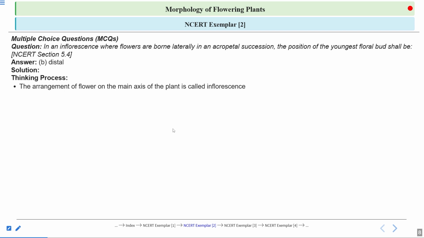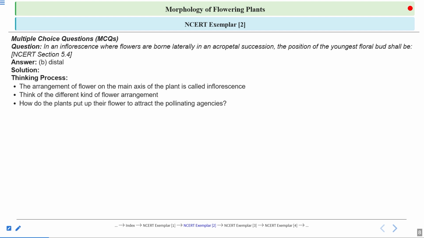So first of all, let us see what is the thinking process. The arrangement of flowers on the main axis of the plant is called inflorescence. Inflorescence is the group of flowers that is arranged on the main axis, right? Think of the different kinds of flower arrangement. According to your syllabus, you have studied about the two different types, racemose and cymose. So how do the plants put up their flowers to attract the pollinating agencies? It is about how they are arranging the flowers on the axis, so that more and more pollinators could visit their flowers.